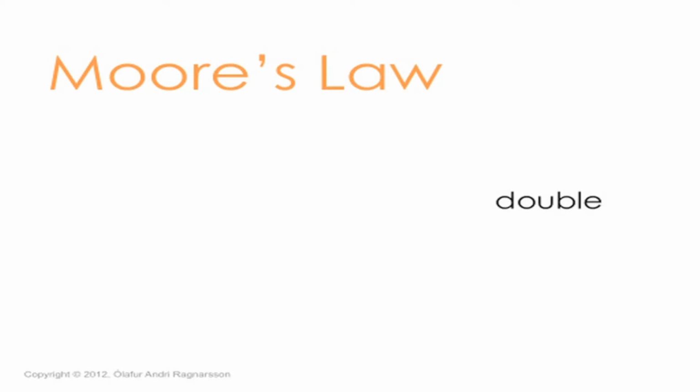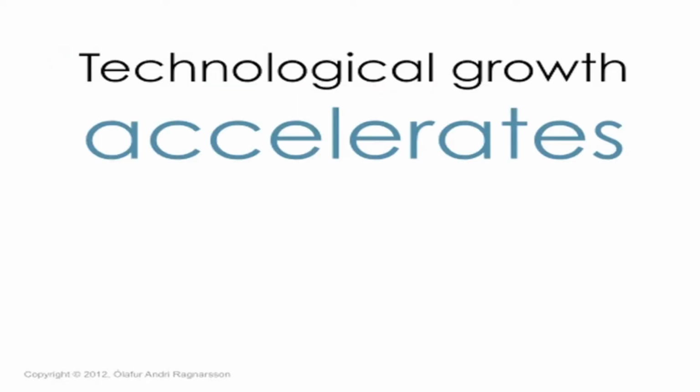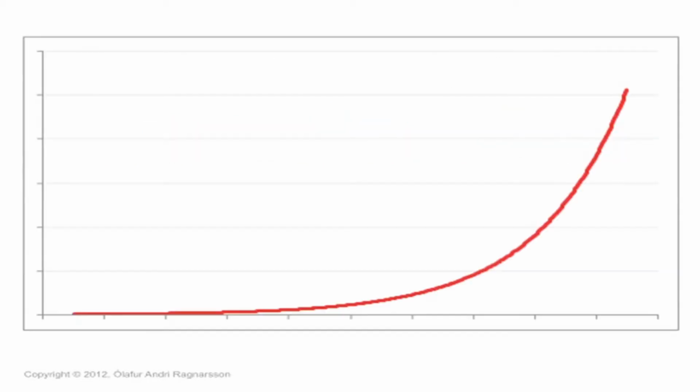And every time you have something that doubles, you have technology growth that accelerates. And this is the observation we can make about technology evolution. It accelerates. And it means that it goes like this. Exponential.